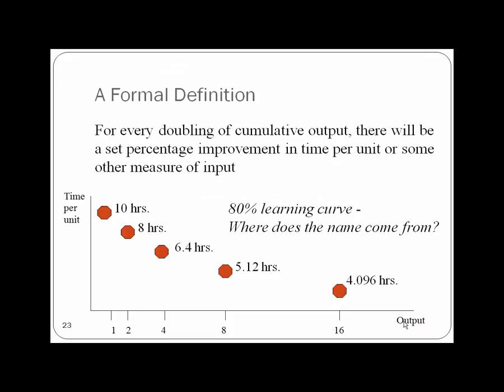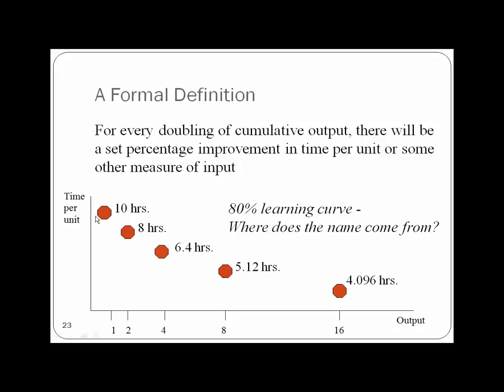So let's get to a formal definition of the learning curve, and then we'll relax a little bit. The formal definition is for every doubling of cumulative output, there will be a set percentage improvement in time per unit or some other measure of input. So let's assume for a second I am following a precise 80% learning curve. The idea behind this and where the name comes from is if we're following an 80% learning curve, let's say, every time we double cumulative output, then the amount of resources will be 80% of what they were before.